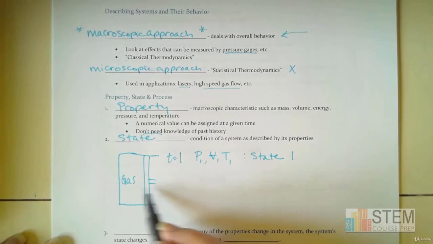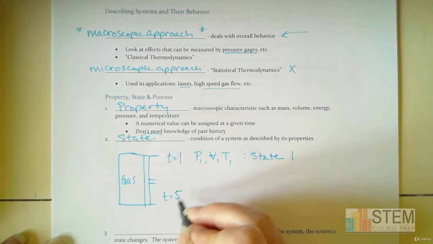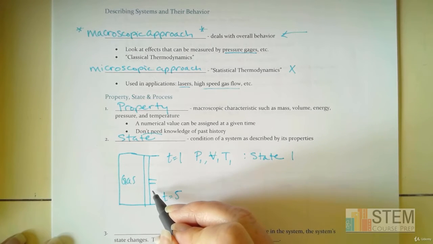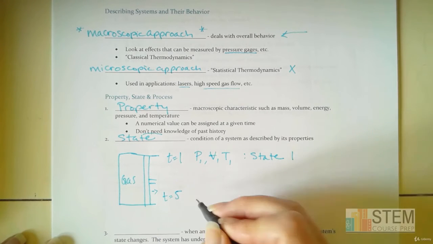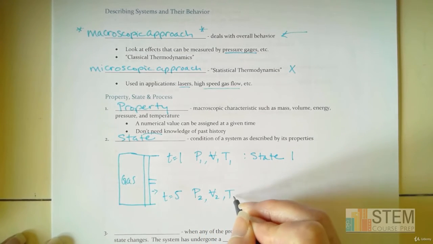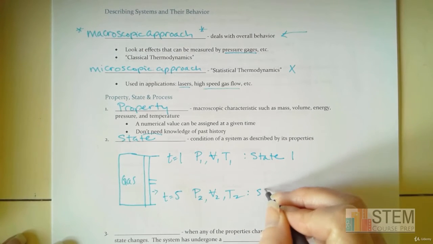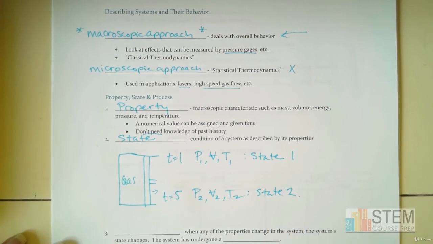Now if the piston were to move, so let's say we go to t equals 5, and at t equals 5 the piston has moved to the right, for example, we're going to have a new pressure, a new volume, and then we can find our temperature. So now this would be state 2. So the state is just the conditions you have at a given point in time, and you can find all of your properties at that time. That gives you your state.